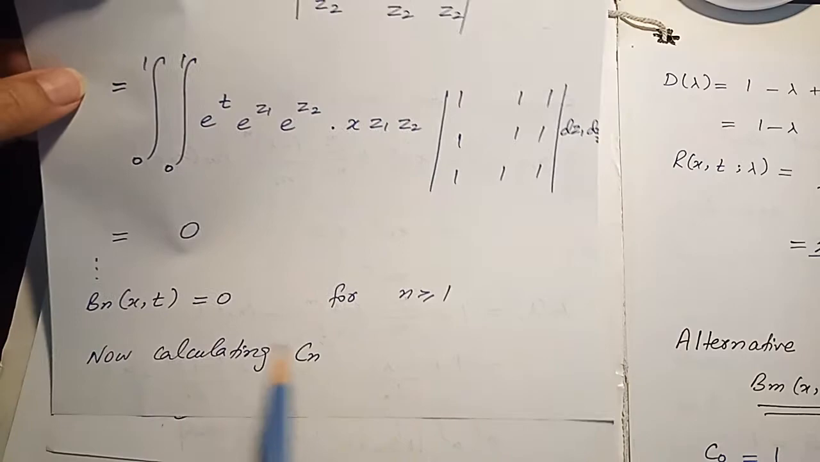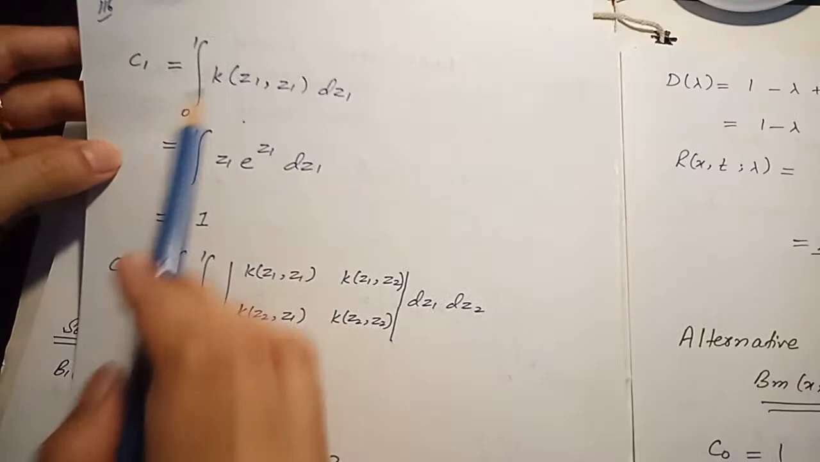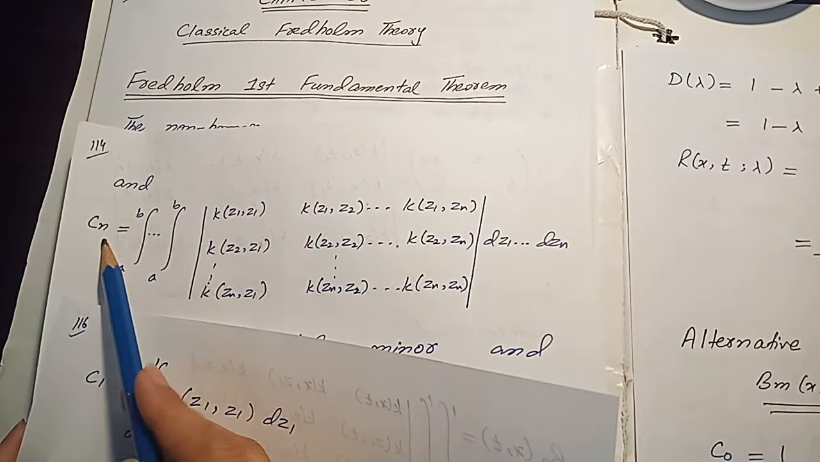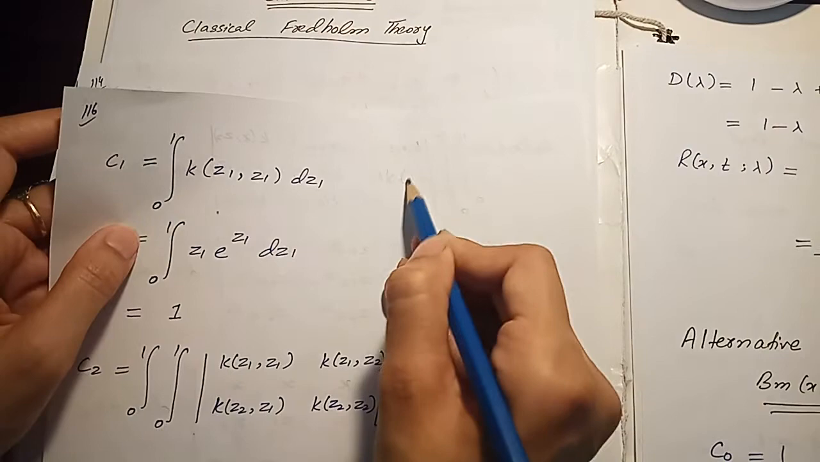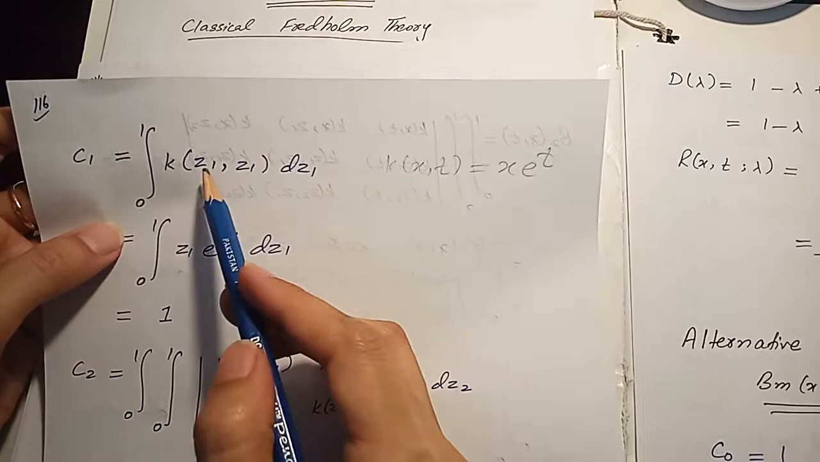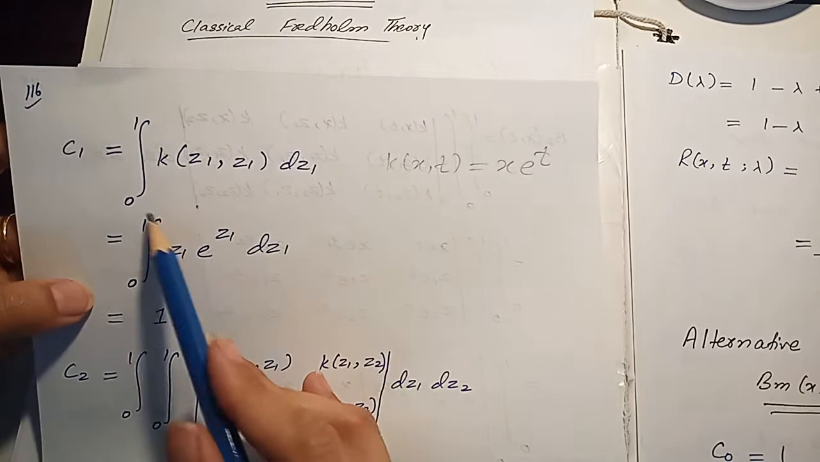Now we are going to calculate the Cn's. Same formula for C1. You know that for Cn, you have to write until z1. So you are just left with K of (z1, z1) dz1. So you are going to plug in the value. You know that K of (x, t) is x e raised to power t. Just replace the values with z1, z1 here, z1 e raised to power z1. Integrate it by parts, apply the limits of integration, and you will finally get 1.